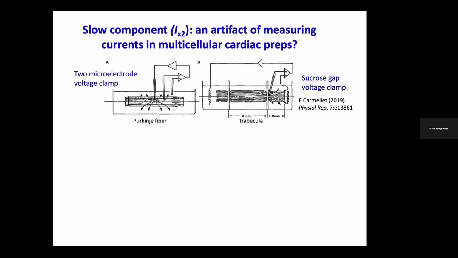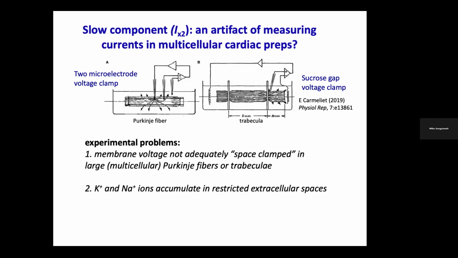So the slow component, IX2, is probably an artifact of measuring currents in multicellular preps. Noble used these Purkinje fibers as a multicellular prep with a two microelectrode voltage clamp technique, but subsequent labs also used sucrose gap voltage clamp on trabeculae, which again are pretty large tissues. And this led to a variety of problems. Most importantly, the membrane voltage is not adequately space clamped. In other words, you want to be able to change the membrane potential in all the cells all at once. In a multicellular prep, that's almost impossible.